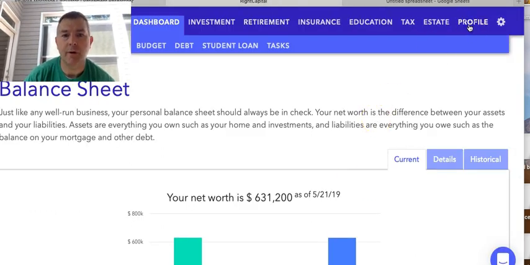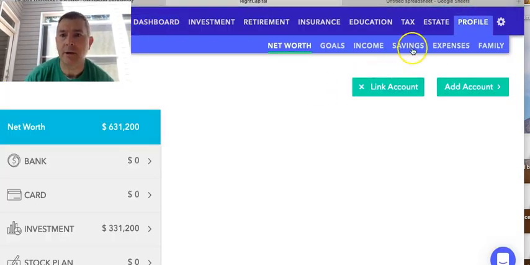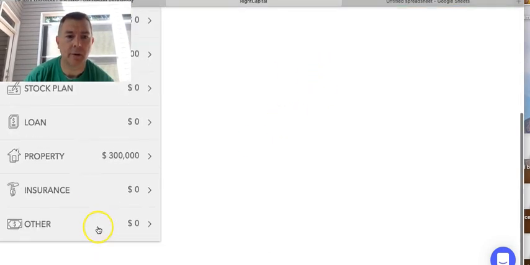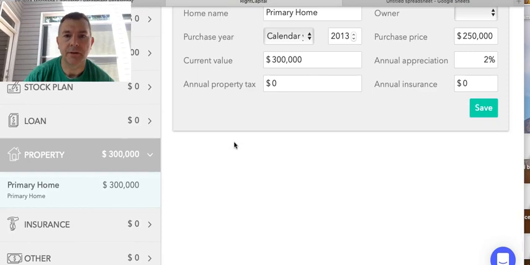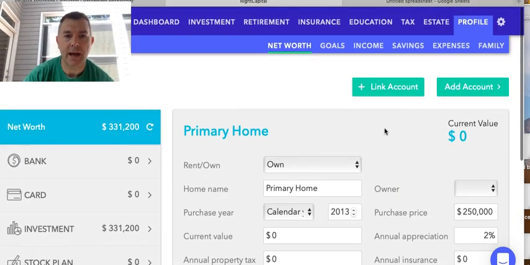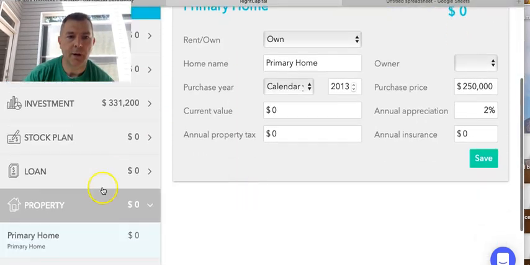We're going to go back to profile. Essentially, all I'm going to do is delete the house on the net worth. I'm just going to say gone. We'll just say current value 0. That way we'll remember she does have a house in case we forget. But remember, her total net worth is $331.